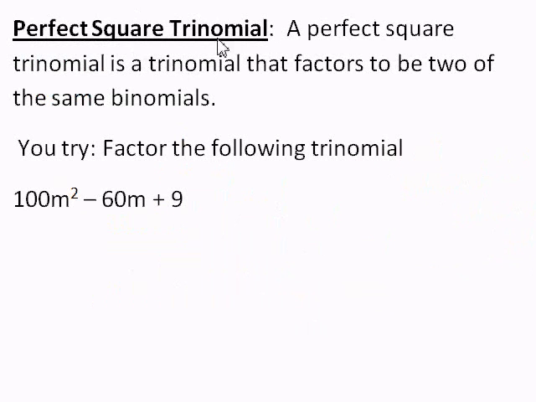So the definition of a perfect square trinomial is a trinomial that factors to be two of the same binomial, such as in the previous example. What I want you to do is go ahead and try to factor the following trinomial, 100m squared minus 60m plus 9, and see if it is indeed a perfect square trinomial like the previous example.